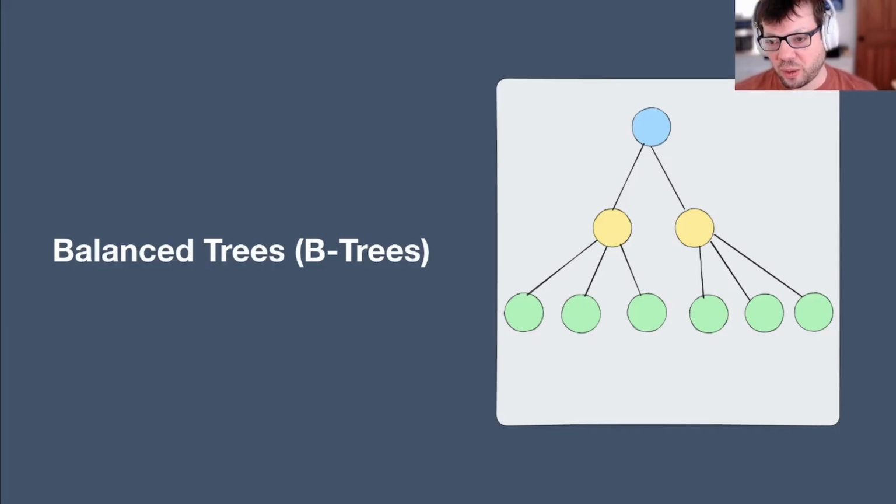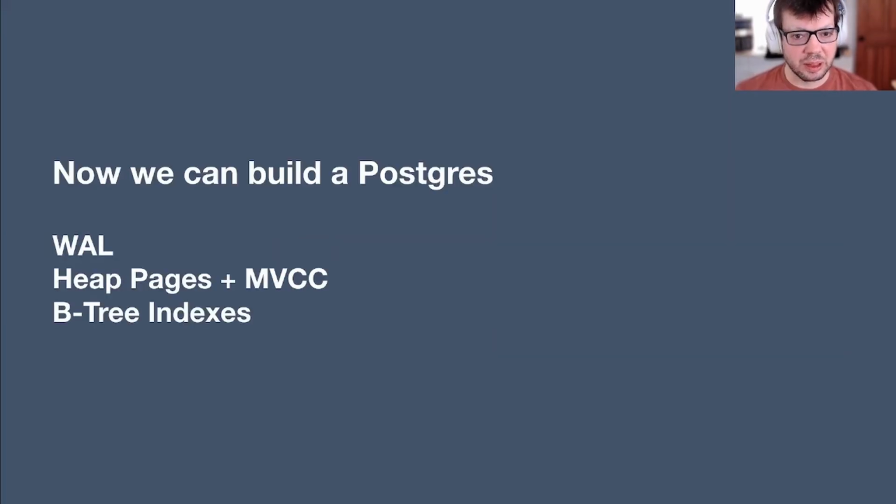We need some way to actually keep track of this data that we're writing. So this is where indexes come in, and the most basic and sort of first initial type of index would be the balanced tree index. This is actually what Postgres uses, and it's a way of keeping track of where on the disk certain rows are. So now we have enough information to actually build a full Postgres, right? We have all of the architectural components that make up a Postgres. We have the write-ahead log, we have heap pages with multi-version concurrency control, and we have balanced tree indexes.